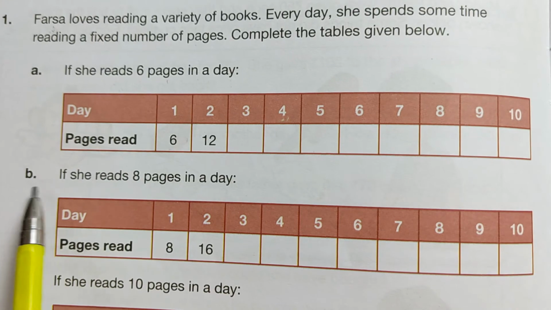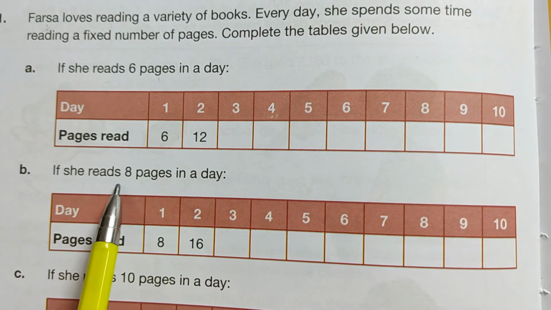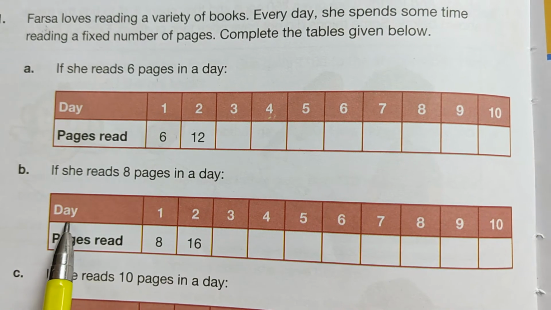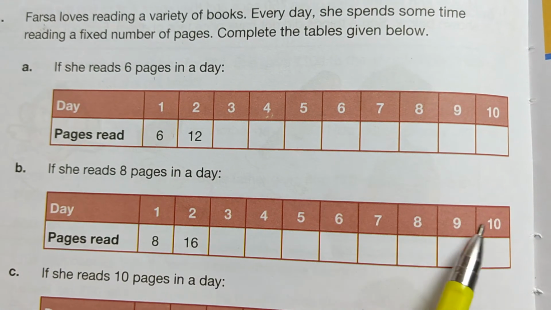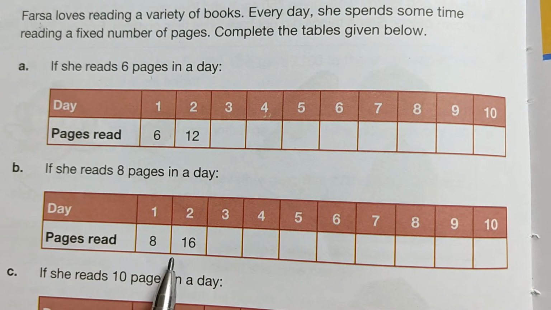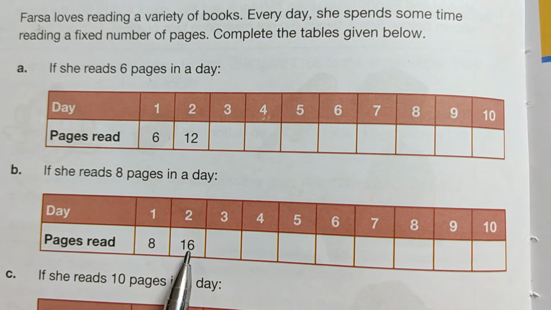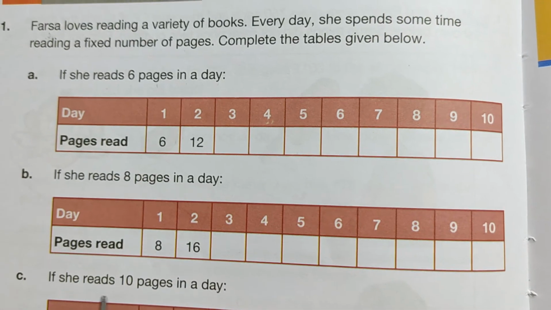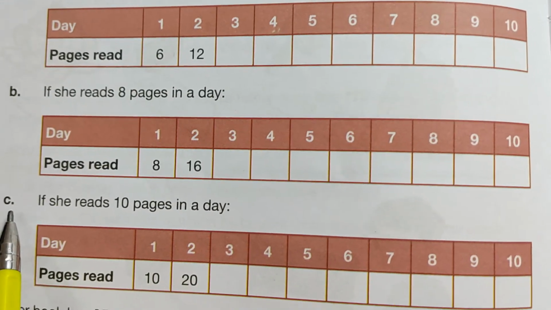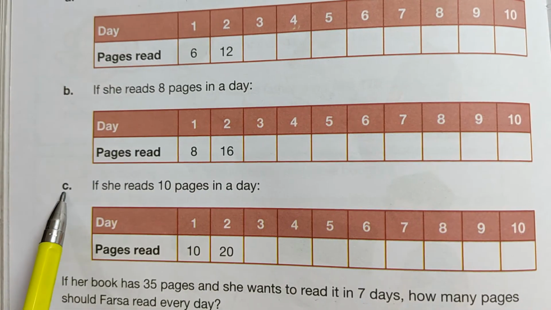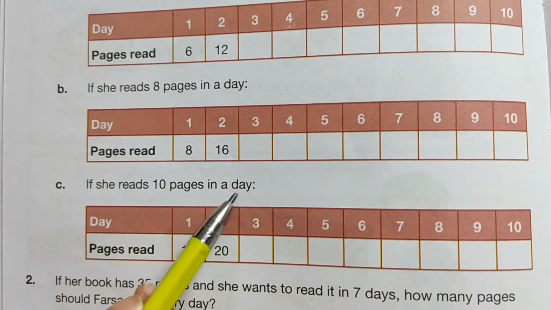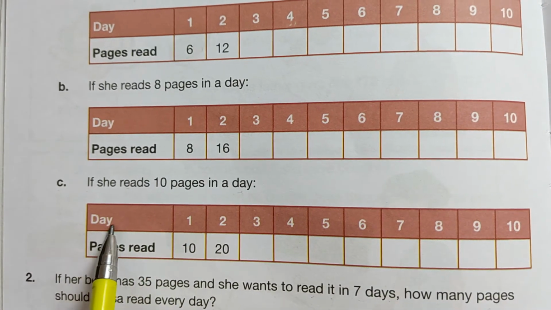Question B. If she reads 8 pages in a day. Here also 1 to 10 days are given and she reads 8 pages per day. So write here 8's table. Question C. If she reads 10 pages in a day. Write here 10's table.